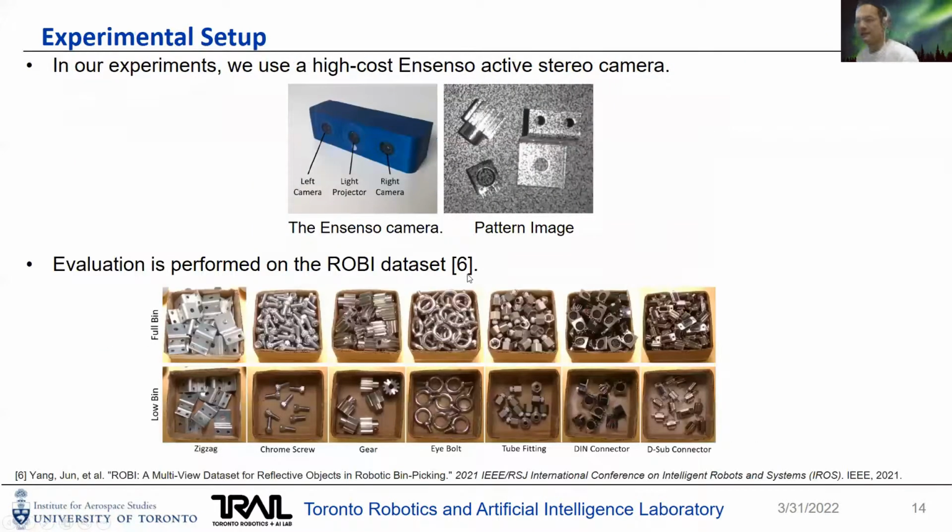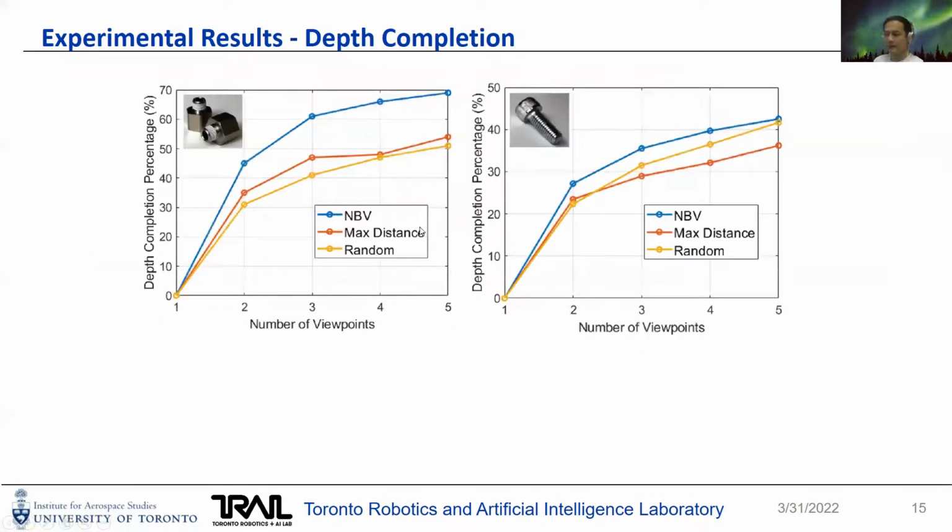In our experiments, we use a sensor camera and evaluate our NBV pipeline on the raw dataset, which was captured using this sensor. We test our NBV approach against two baselines. Here, we just show the performance as the viewpoints accumulate. We can see that our approach requires many fewer viewpoints to achieve the same level of depth completeness.